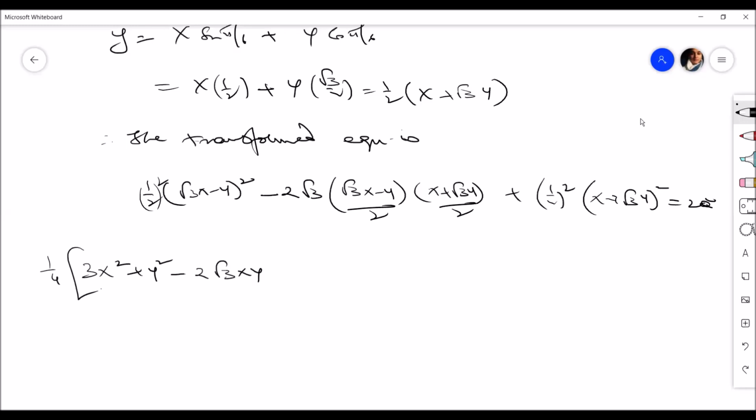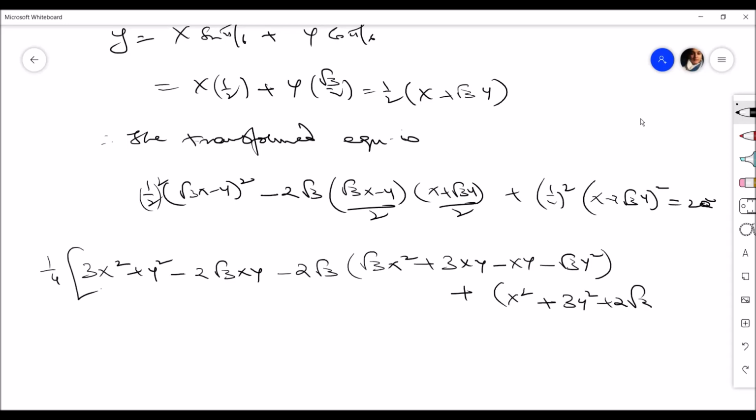minus 2 root 3 into, first let me expand this, root 3x square plus 3xy minus xy, minus root 3y square. So these are the terms corresponding to this particular expansion, plus, and then of course I'll expand this, which is x square plus 3y square plus 2 root 3 xy is equal to 2a square. In the next step, I'm going to multiply this 4 to the RHS and make it 8a square.